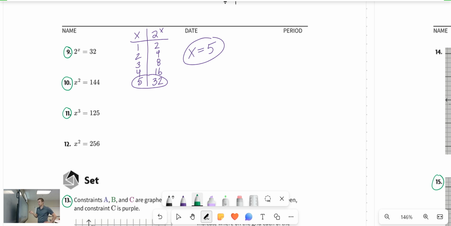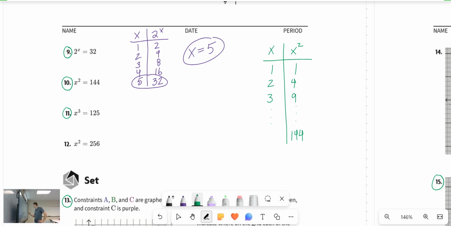Well, we could make another table, right? We could make a table and start out with x here and x squared over here. We could always do 1 squared is 1, 2 squared is, not 3, not 3, it's 4. 2 squared is 4, 3 squared is 9, and so on. But how high would we have to go until that right column becomes 144?